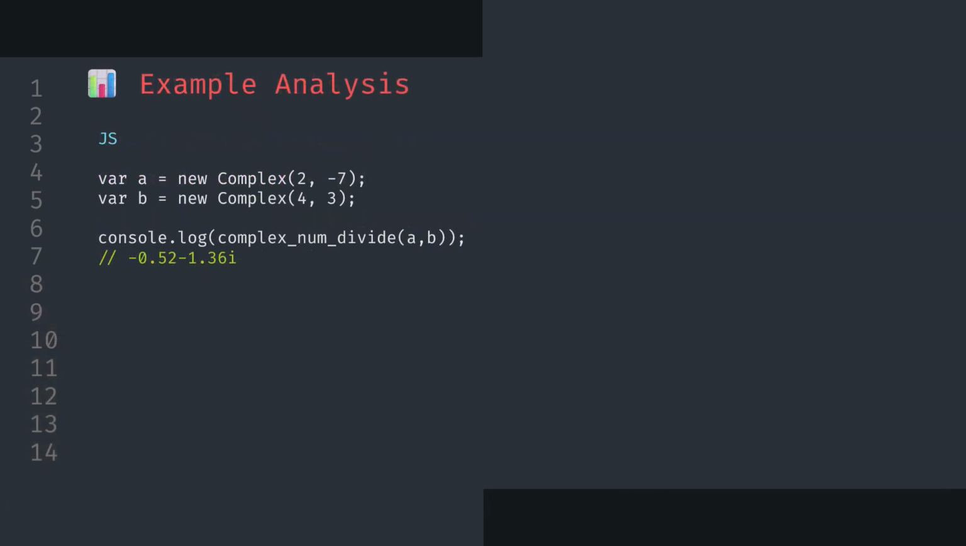Let's break down an actual example. We compute the real part as 2 times 4 plus negative 7 times 3 divided by 4 squared plus 3 squared, which simplifies to negative 0.52. Then we calculate the imaginary part using the rest of the formula and get negative 1.36i. The final result is negative 0.52 minus 1.36i.